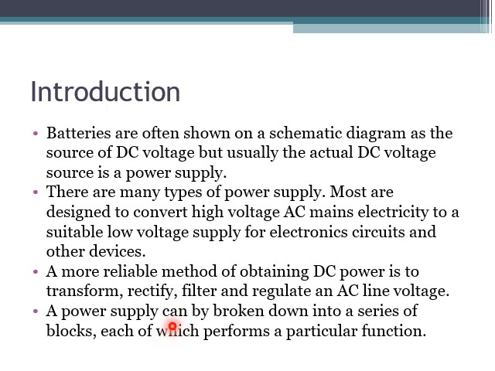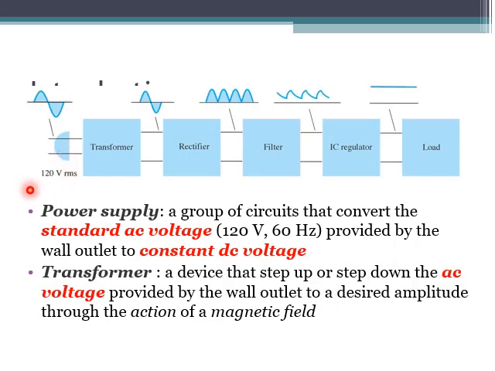So we will see the function of each and every block. Next, this is your total switched mode power supply. Clear? Right. The first block is the power supply, which is from AC mains, and the next one is the transformer, then the rectifier, filter, then regulator, finally the load.